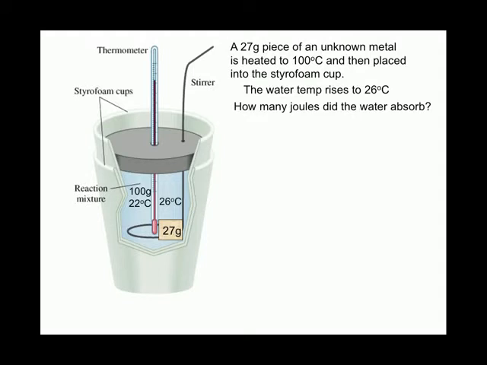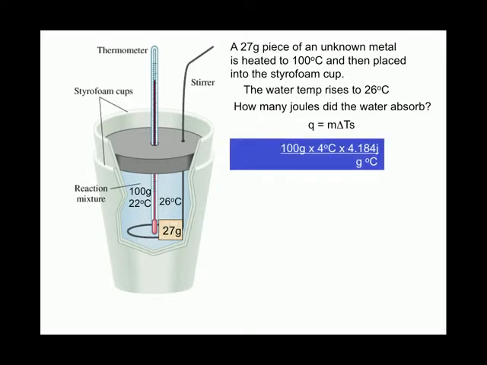So how many joules did the water absorb? To figure that out, we have to know the mass of the water, the temperature change of the water, and the specific heat of the water. Here's our formula. Now I plug in the mass of the water, 100 grams. Temperature change is 4 degrees, and that's the specific heat of water. Cancel out my units, and I get an answer of 1673.6 joules.